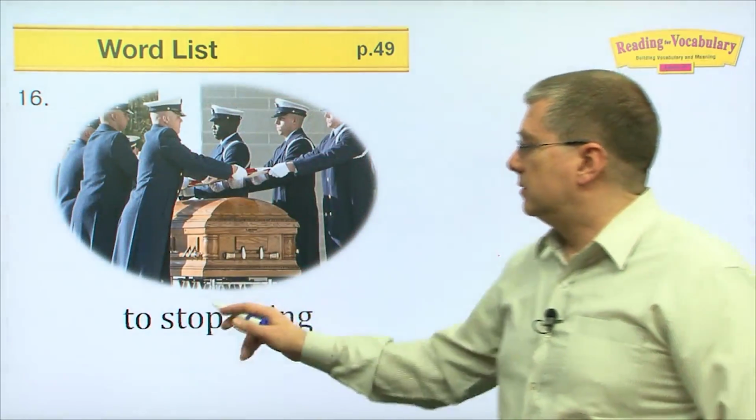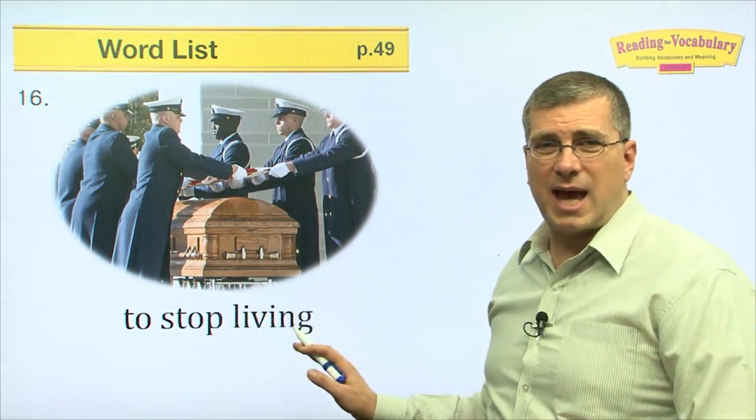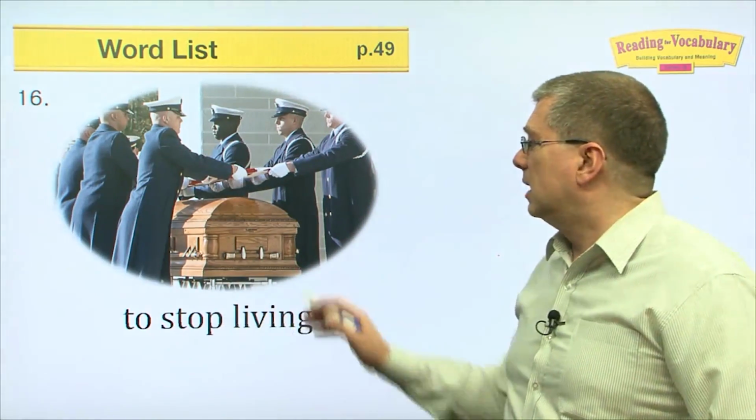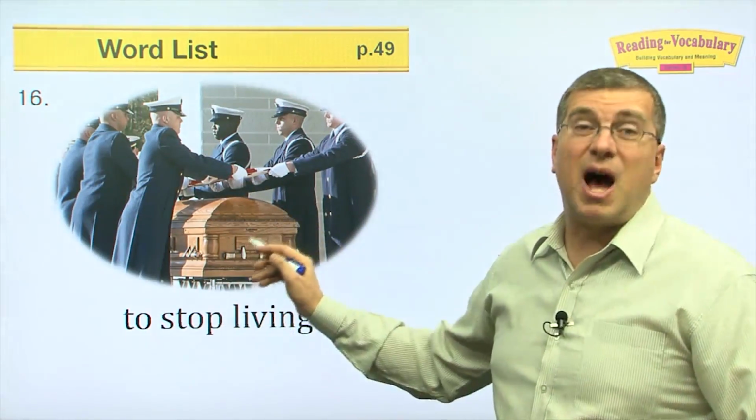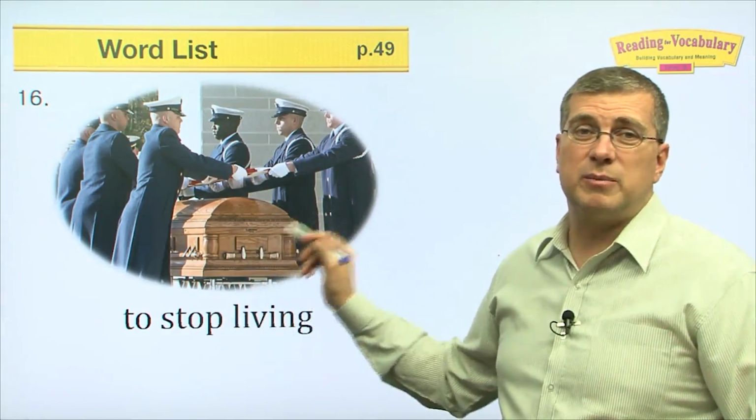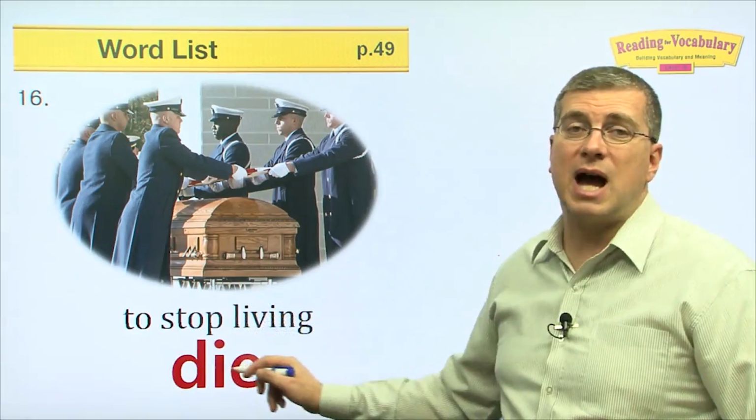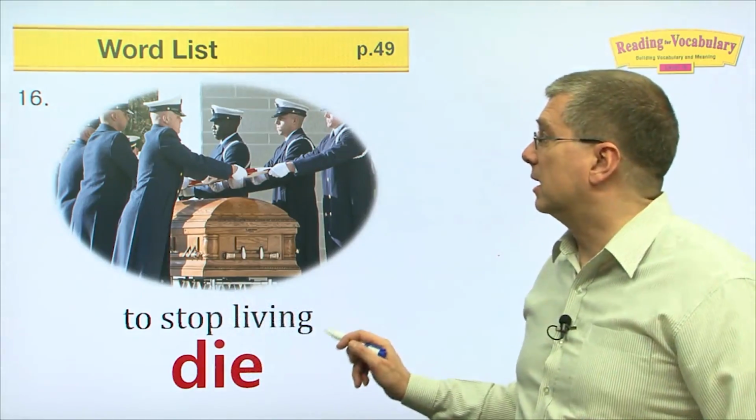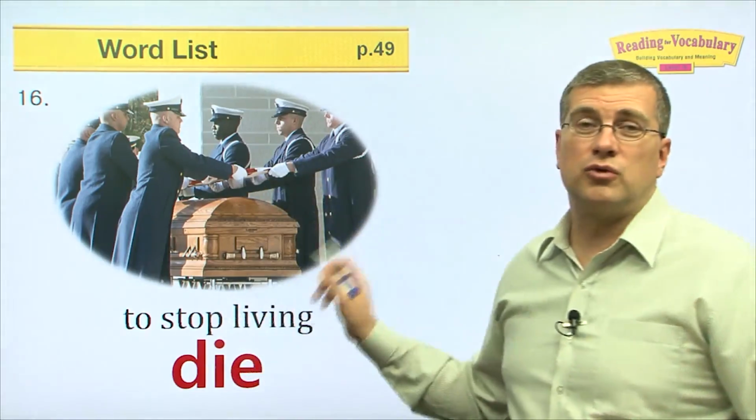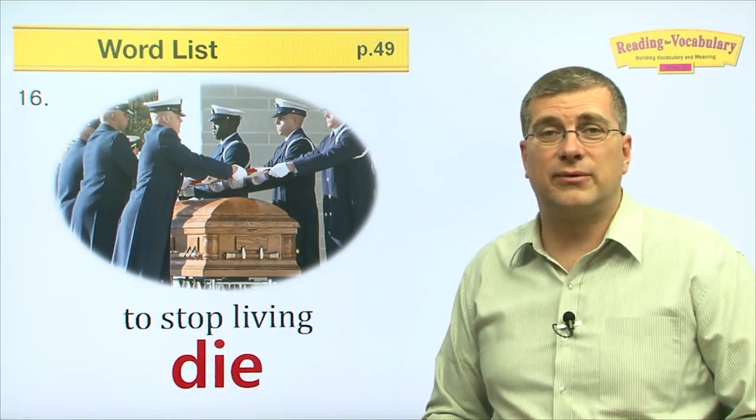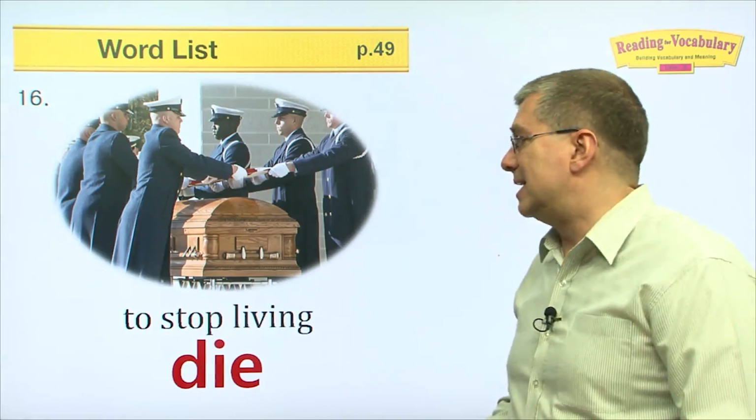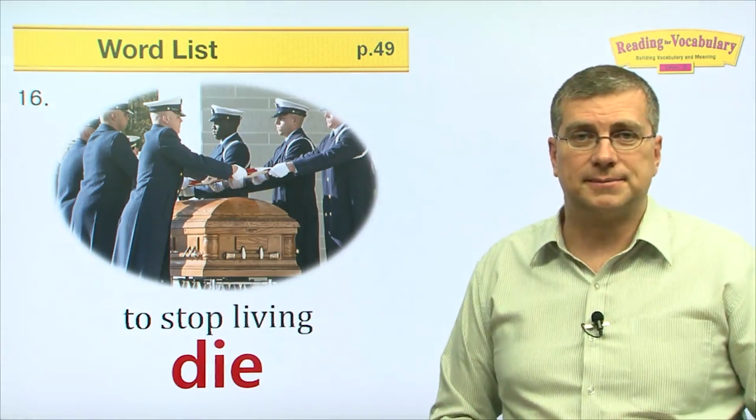16, to stop living. This is very sad, right? To stop living, the person, there's a body inside the box, right? It used to be a person. That person died. Okay, to die means to stop living. And that's very unfortunate. It looks like a soldier lost his or her life in a battle. So to die is to stop living.